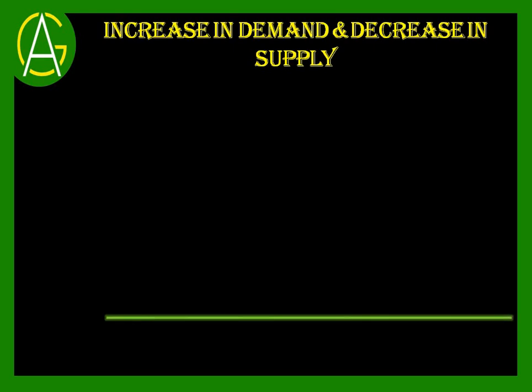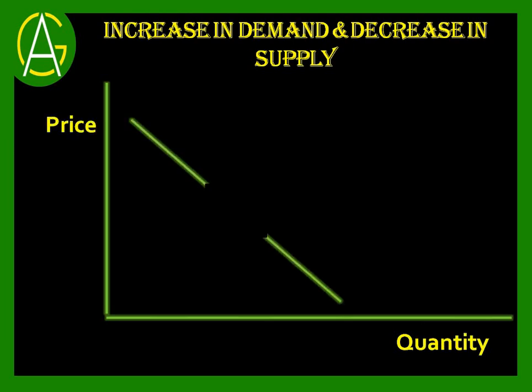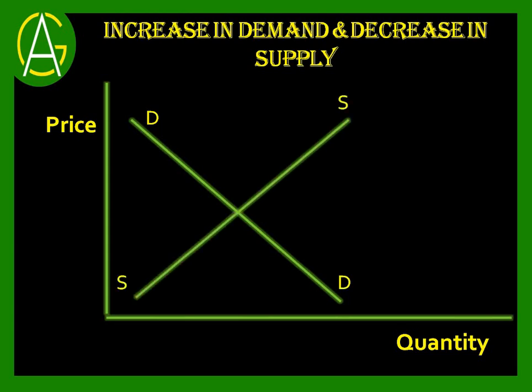Again, this is x-axis, this is y-axis. On x-axis we present quantity, on y-axis we present price. DD is the demand curve, SS is the supply curve, and at the point of intersection, this is equilibrium point. Below the equilibrium point we find quantity, in front of equilibrium point we find price. So OQ is the quantity and OP is the price.